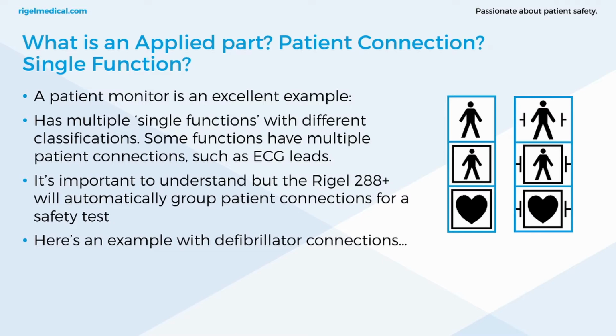Okay, so a patient monitor is an excellent example. It has multiple single functions, each with their own applied part classifications, such as ECG leads, etc. Another example is a defibrillator, and here we've got two single functions with different classifications. So for a defibrillator, you've got your ECG leads, you've also got the defib pads, and they normally have different classifications. And I'll show you a quick example with these defibrillator connections with our Rigel 288 Plus and how it's set up.